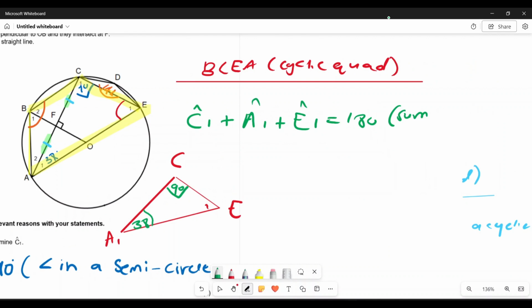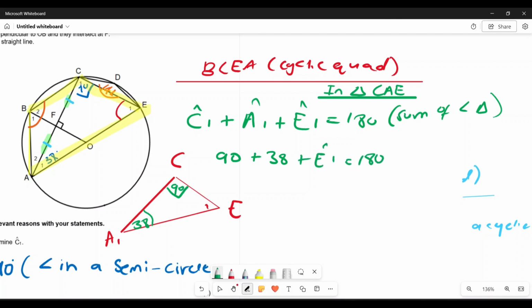Sum of angles in a triangle. Now, let me name my triangle. This is triangle CAE. So in triangle CAE, my C1 is equal to 90. My A1 I was given as 38, and I'm looking for my E1. So my angle E1 would be equal to, 90 plus 38, which is 128. Now 180 minus 128 would be equal to my angle E1, which is 52.